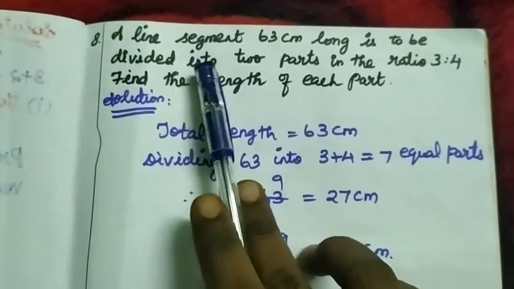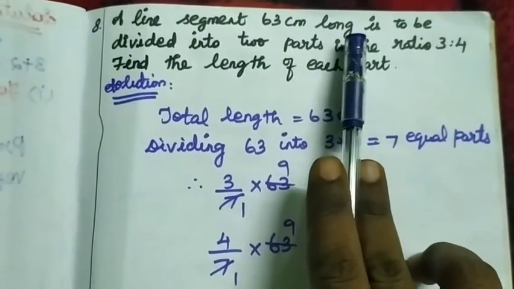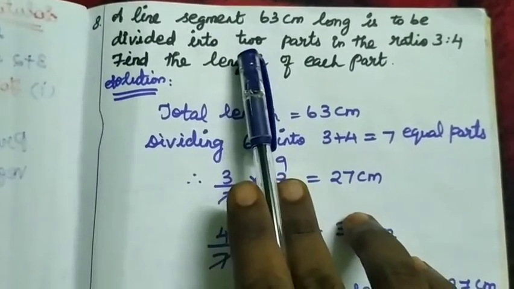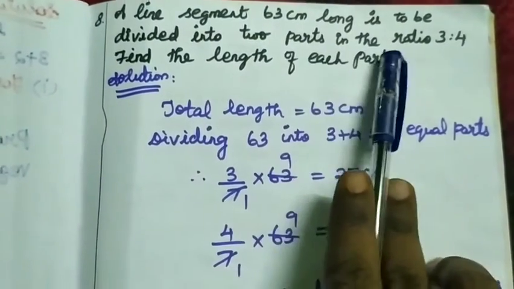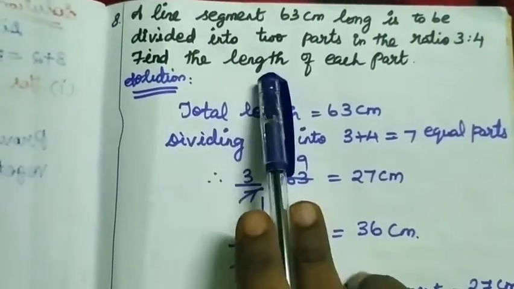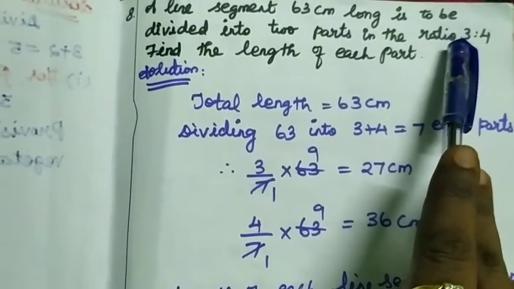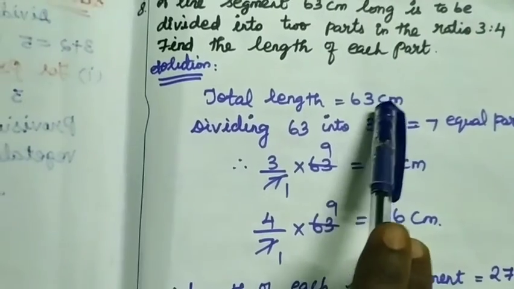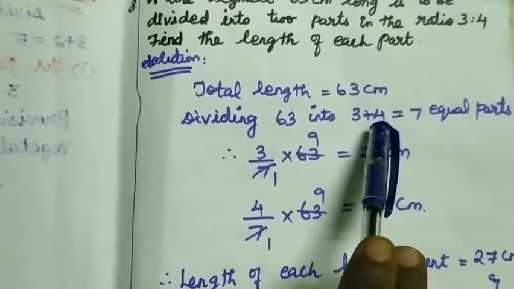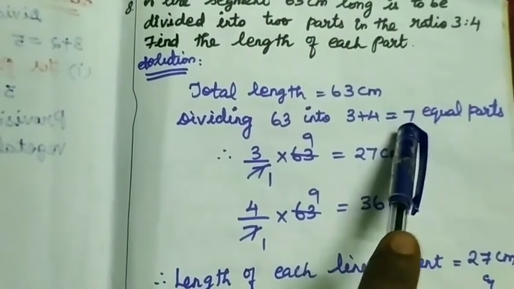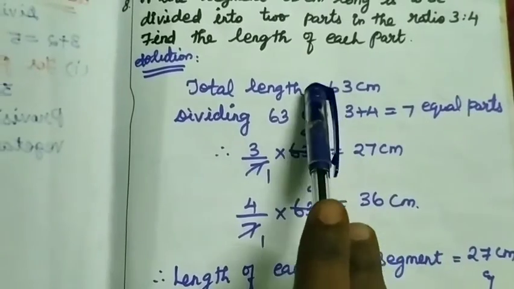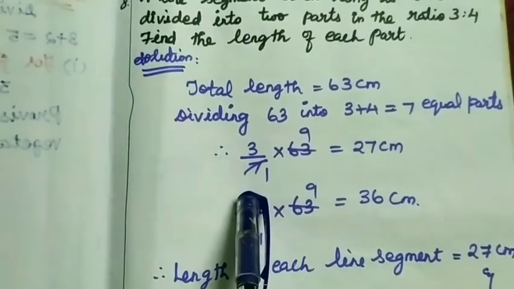Question number 8. A line segment 63 centimeters long is to be divided into 2 parts in the ratio 3:4. Find the length of each part. Okay, this one is also the same kind. First we take the total length, 63 centimeters, and then 3 plus 4, we get 7 equal parts. First we take the number 63 times 3 by 7.